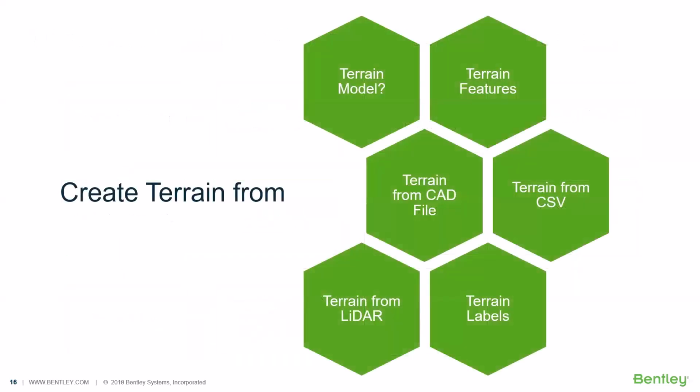Finally, before we head on to the software, let's have a look at the different types of data that we can use to create our terrain. Now, this can start from understanding what is a terrain model in the case of OpenRoads. What are the different features that we can control? Then we have terrain from a CAD file or a DWG file or a DGN file. Then we have a CSV.